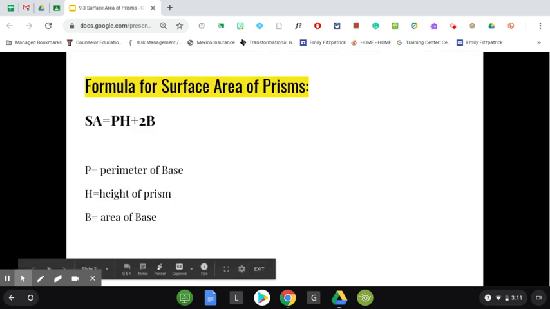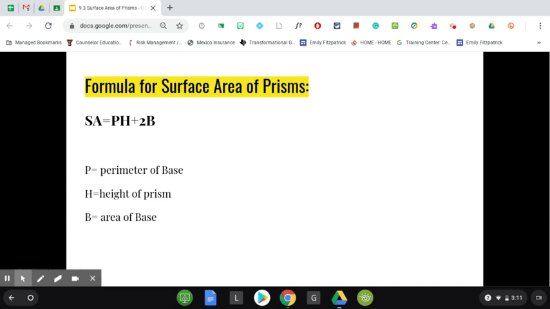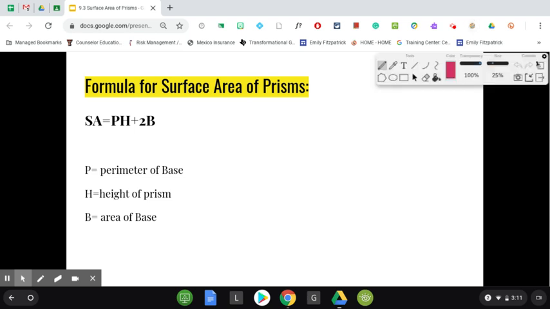So here is the formula for surface area of prisms. SA equals pH plus 2B, and SA just stands for surface area. We have the capital P, which stands for the perimeter of the base, and then we have the capital H, which is the height of the prism.